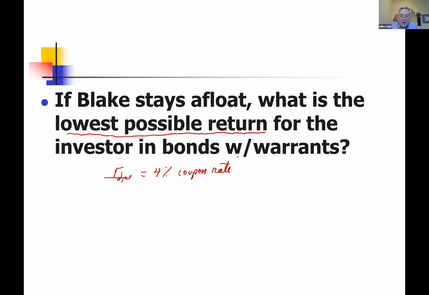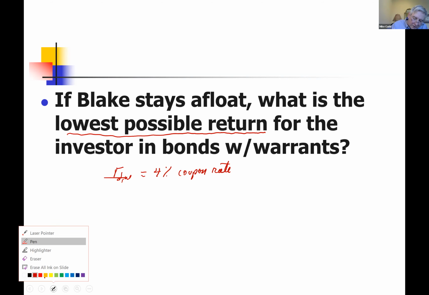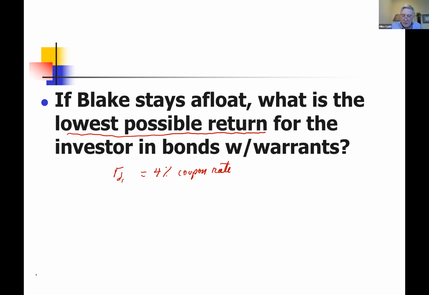If you pay $1,000 for a bond and the warrants never turn out to be worth anything, then the coupon rate will also be your rate of return if you pay face value. So the lowest possible return for the bond investors with warrants would be 4%, of course, unless the company goes bankrupt. But it is something else they will consider when they buy the bonds.